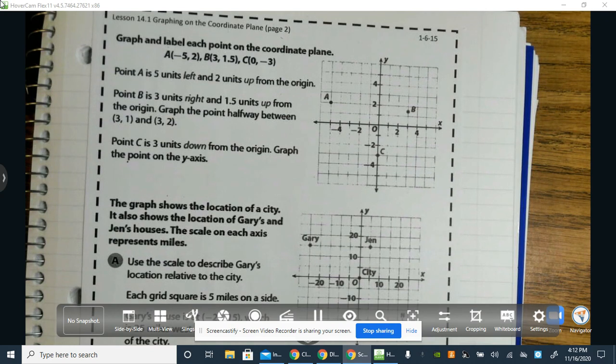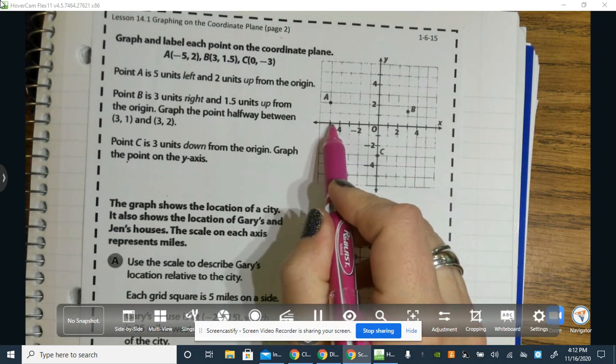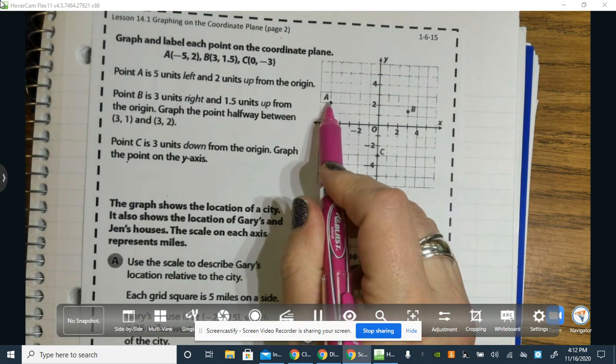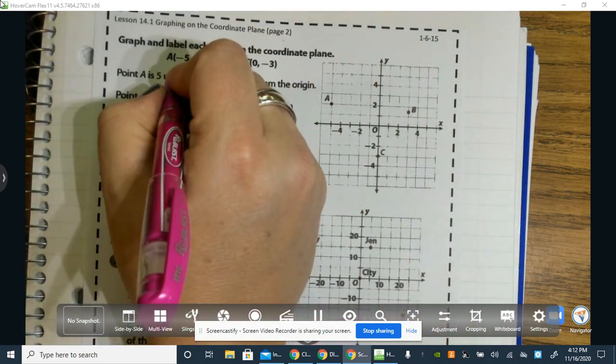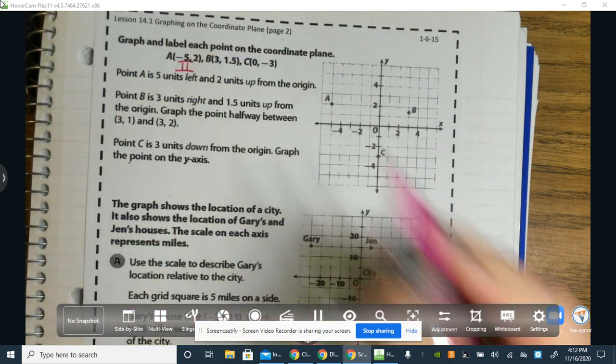So graph and label each point on the coordinate plane. Well, it's already graphed for us, so let's take a look. So we're here at A, which is over to -5 and then up to 2. So we remember it's a negative and positive, so that is in quadrant 2. So I'm going to put a 2 right there.